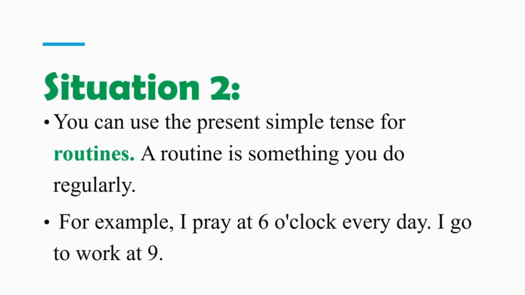You can use the present simple tense for a routine. Now, what's a routine? A routine is something you do regularly. For example, if I say I pray at 6 o'clock every morning, it's my routine. Or I go to work at 9 a.m. every day, that's my routine. Or 5 days a week, that's my routine. So pray and go are the verbs in the present simple tense because they talk about a regular activity or a routine.